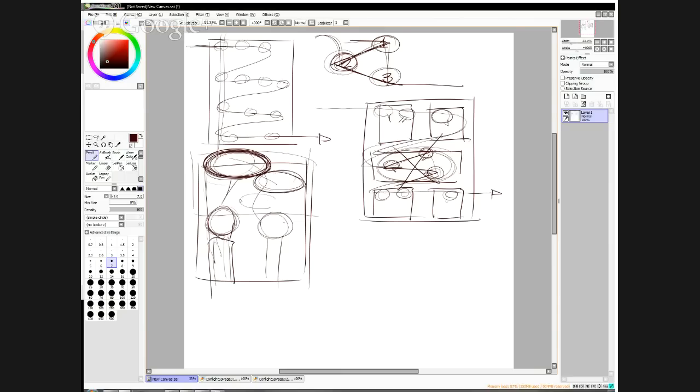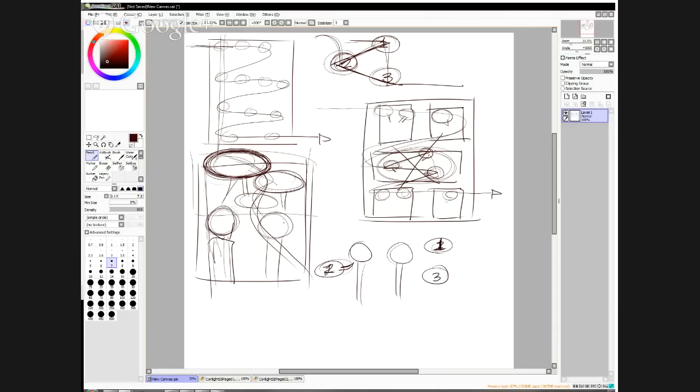Then you can have a little bit of a zigzag between the two because you've established which one is the first balloon read. So having two characters talking to each other and having their word balloons on the sides like this, especially if this one is supposed to be number one and this is two and this is three.